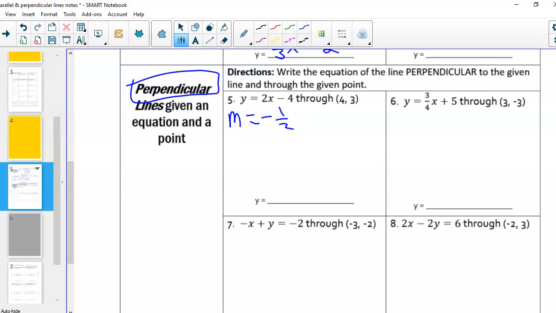But once you have this, you have m, you have x, you have y. Now it's the same process. Put those back in, solve for b. Can you repeat how you did that again? What is the perpendicular slope of 2? Negative 1/2. The negative reciprocal. You have to flip the whole thing. That's it.